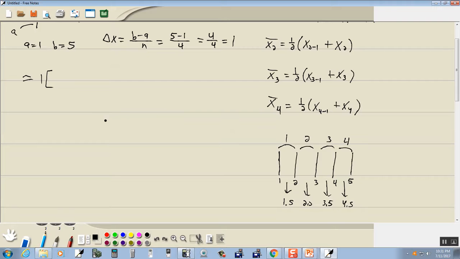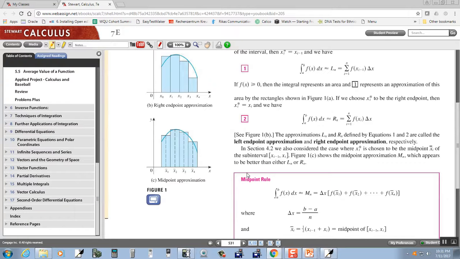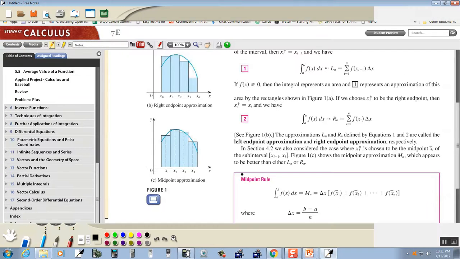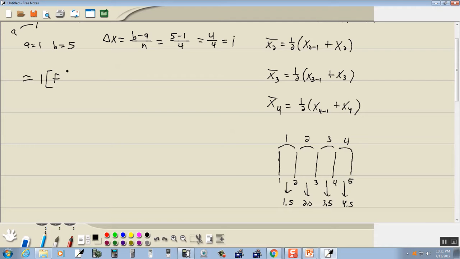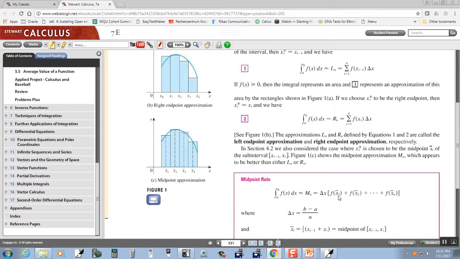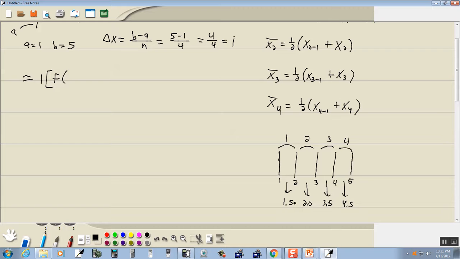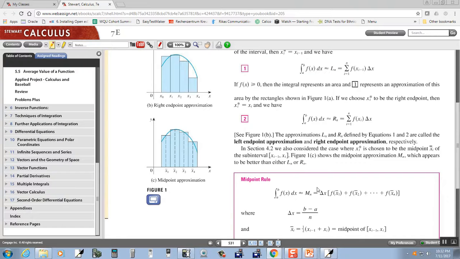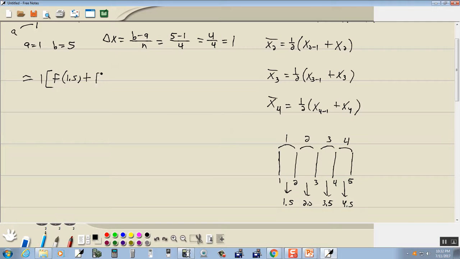Okay. Let's go back to our formula. So we're going to have f of x bar sub 1, which is 1.5. Plus, and then I'm going to go all the way up and add them together. So I got f of 2.5, f of 3.5, and f of 4.5.